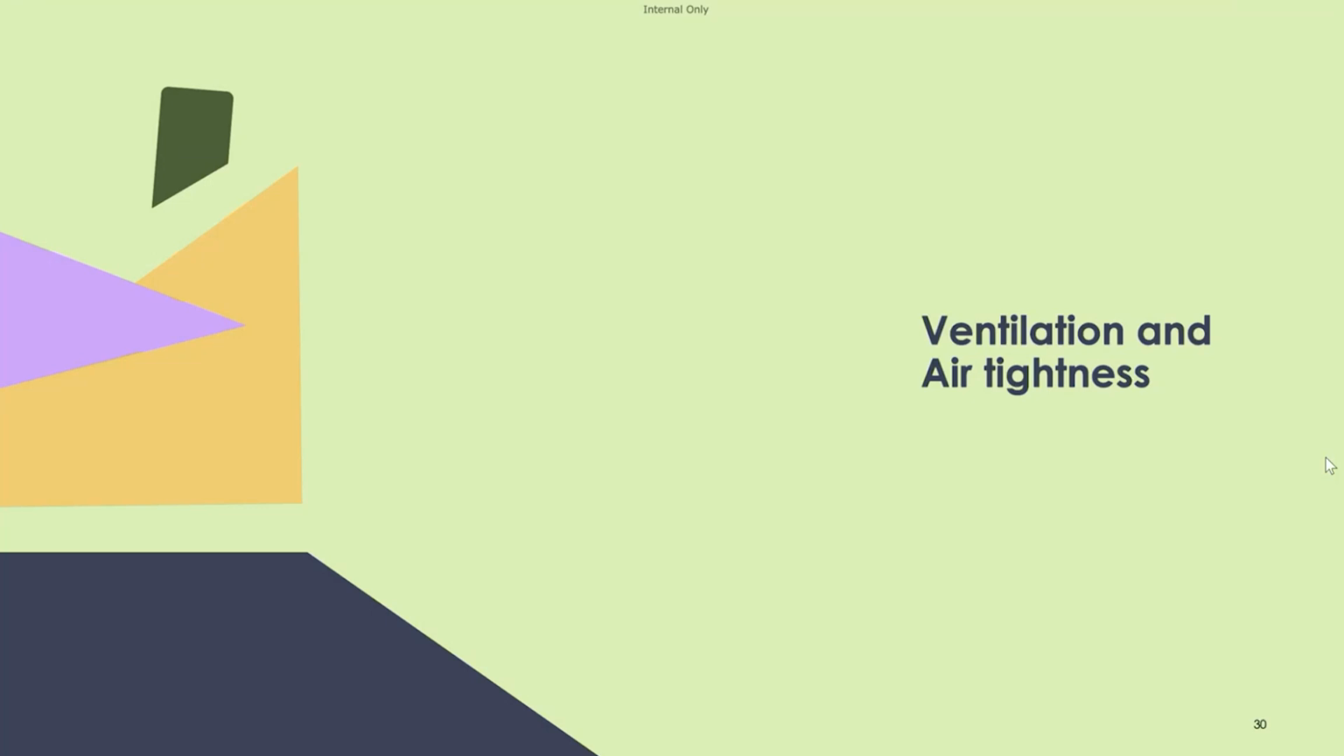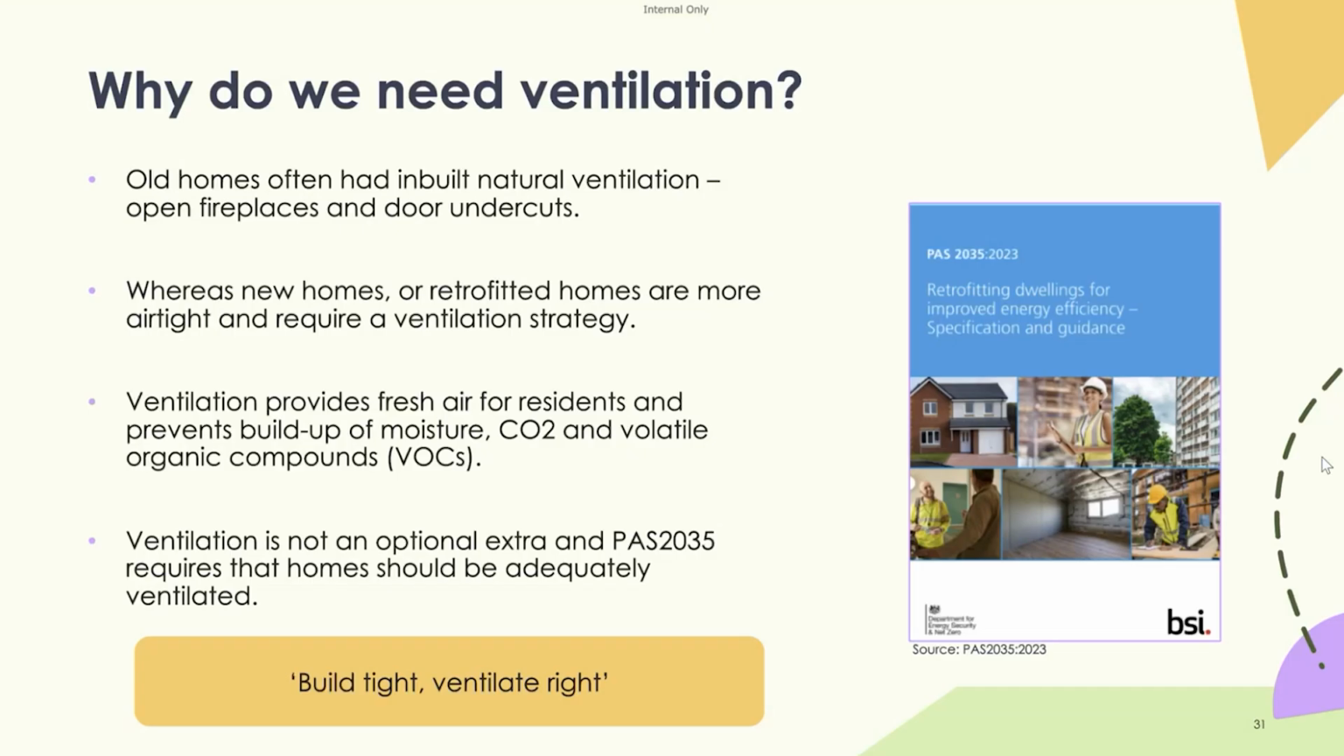So ventilation and air tightness. So why do we need ventilation? So older homes often had inbuilt natural ventilation, so that would be from open fireplaces and door undercuts, whereas new homes or retrofitted homes are more airtight and require ventilation strategy. So if you're going to add insulation, like if you add an internal wall insulation to your existing property, the chances are you're going to make it a lot more airtight than it previously was. So in that case, in order to make sure you don't create a new problem, it's important to address that ventilation issue and look at these two things in tandem.